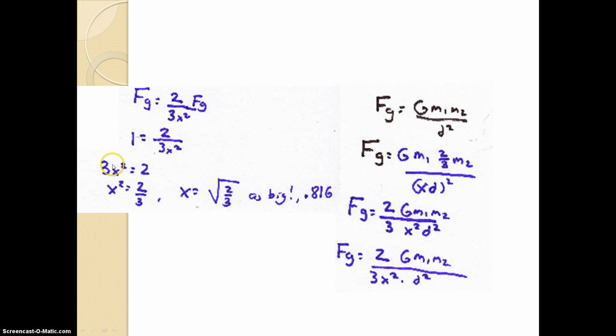Multiply by 3, I get 3x, I'm sorry, 3x squared. I get 3x squared equals 2. X squared equals 2/3. Square root it: 0.816. So I need to be 0.816 meters away. I'm sorry, 0.816 times as far, which is closer, in order to feel the same force.